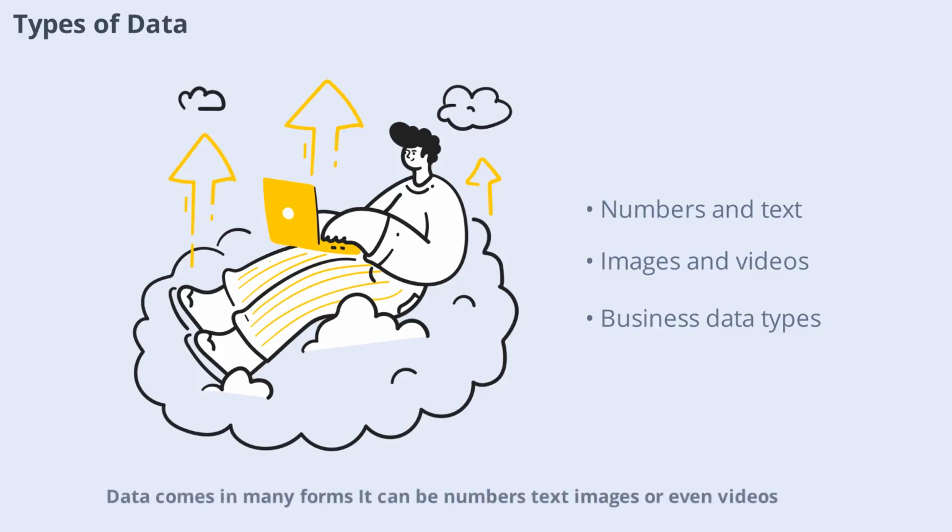Data comes in many forms. It can be numbers, text, images, or even videos. In business, common types of data include sales figures, customer reviews, and website traffic. Understanding the different types of data is important because each requires a unique approach to analysis. By recognizing the variety of data available, analysts can choose the right methods to extract valuable insights.